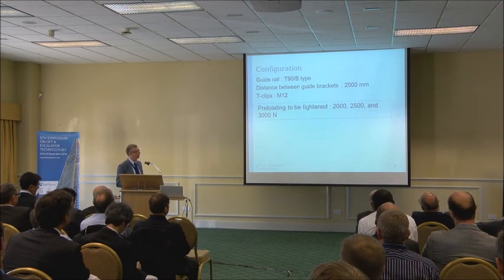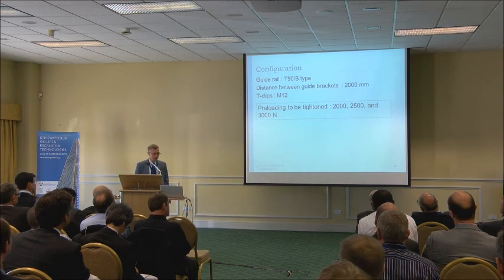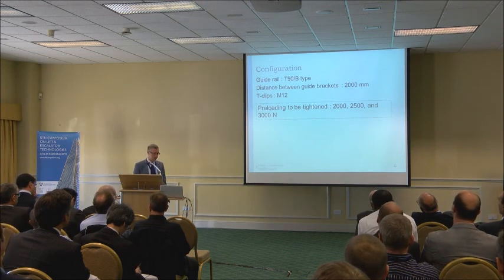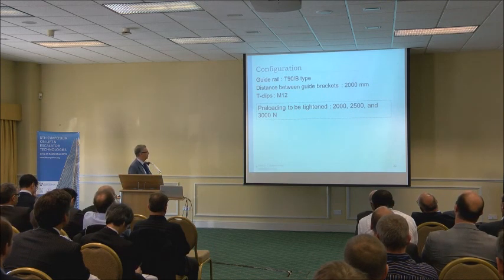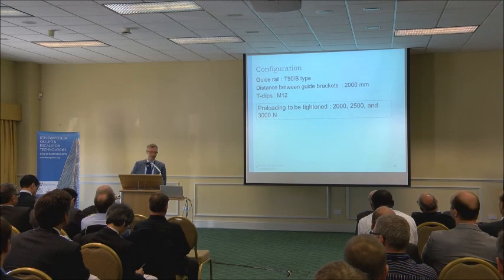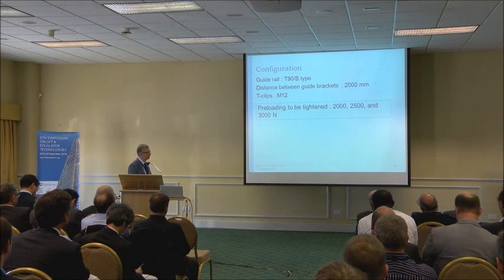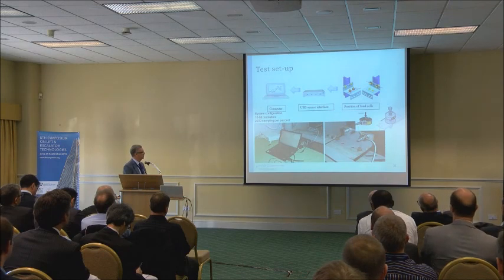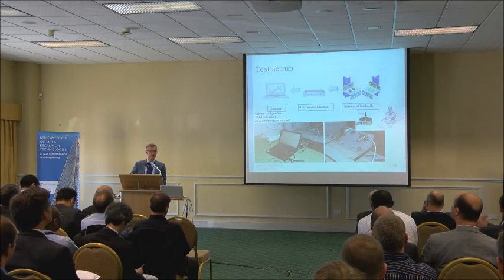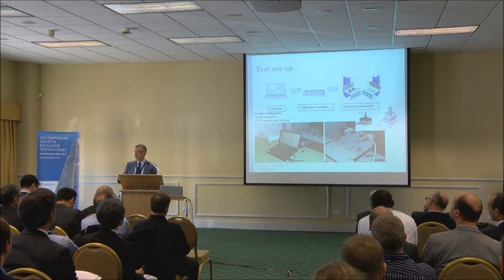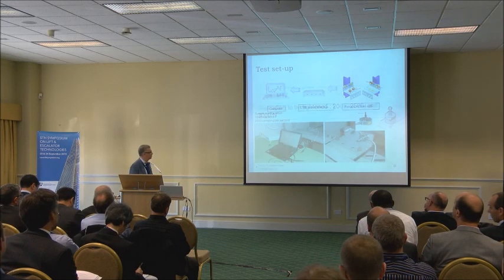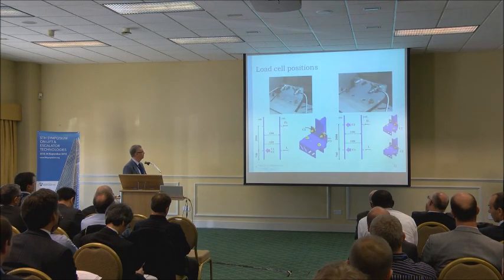Well, in our test suite, we have a T90 type guide rail. We have fixed it with M12 T-clips, and these are the preloading to tighten these T-clips. We have chosen 3 different forces. The limitation is coming from the donut sensors because we could not apply over 3,000 newtons for this type of donut sensors. So this is our limitation.